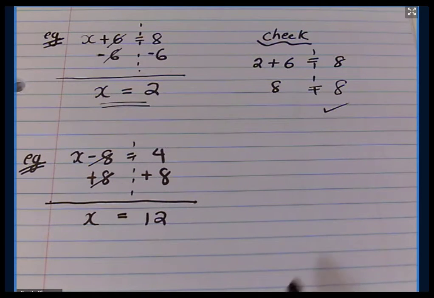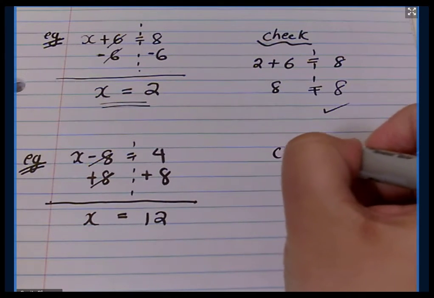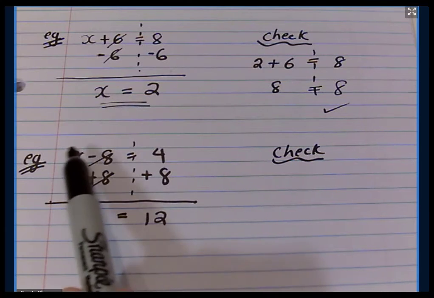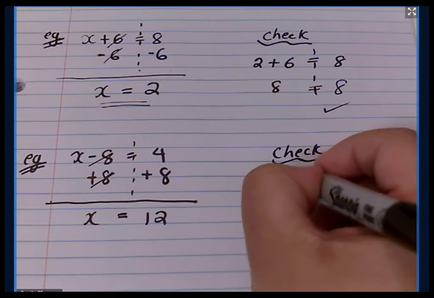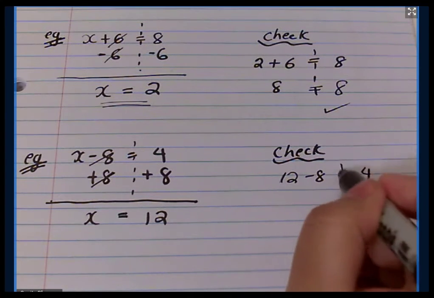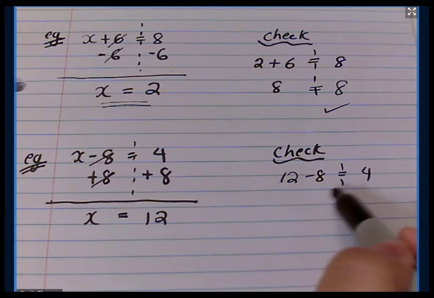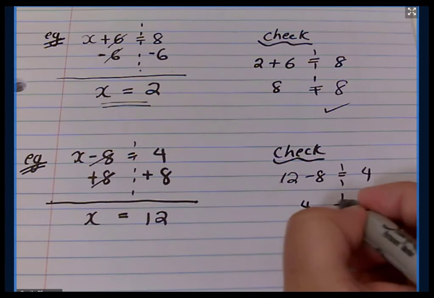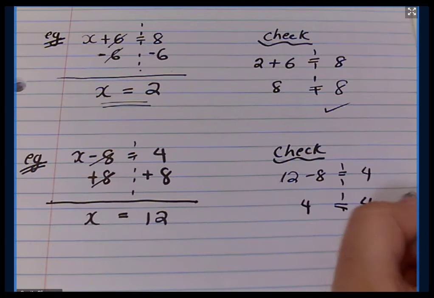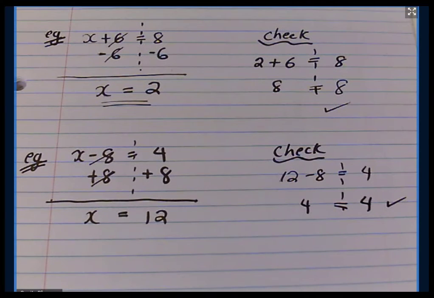Again, you can do your check by substituting the 12 into x. So 12 minus 8 has to equal 4. The left-hand side, 12 minus 8, does equal 4, and it matches our right-hand side, which is also equal to 4. So therefore, we have done that correctly. And we just have to look at multiplication and division next.